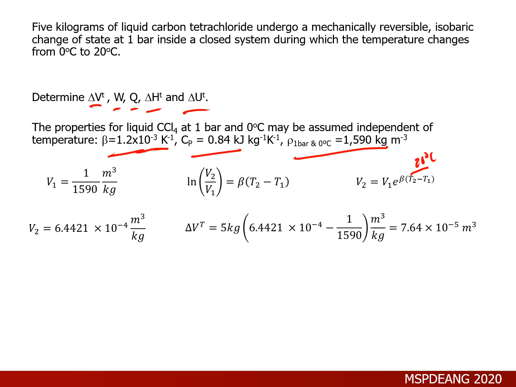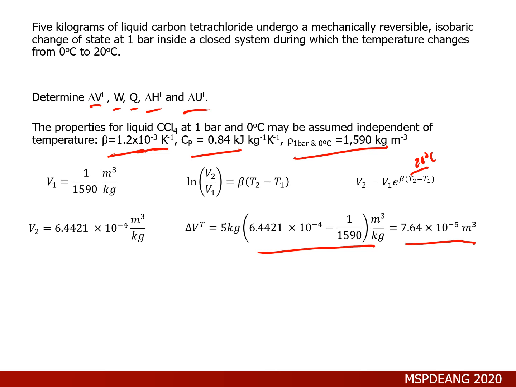Okay. And from here, you can now get the total change in the volume, okay, which is equal to 5 kilograms, the total mass, times delta V. Okay, so this is V2 minus V1. So the total change in the volume is now 7.64 times 10 to the negative 5 cubic meters. So medyo maliit lang. Okay, kasi liquid nga lang to.